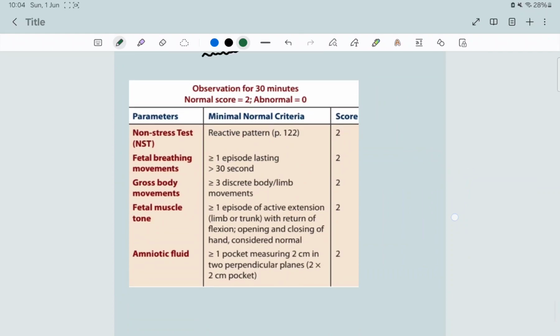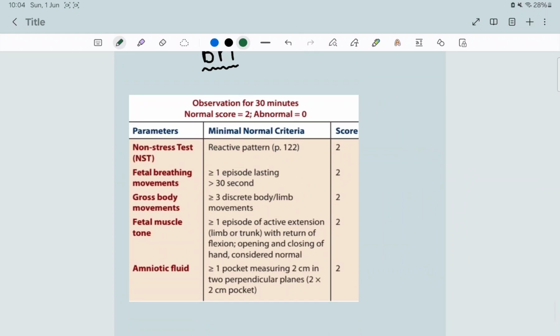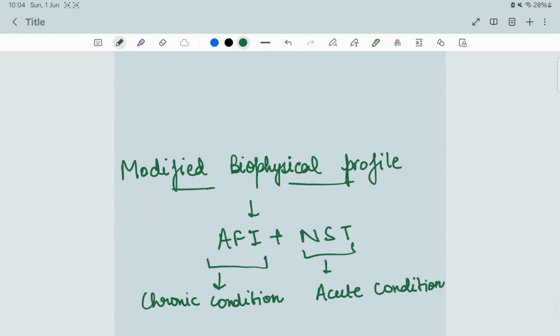So what happens in a biophysical profile? There are 5 elements. That is, the non-stress test is done, fetal breathing movements are checked, gross body movements, fetal muscle tone, and amniotic fluid. So this is important. And one PYQ which was asked: what is a modified biophysical profile? Modified biophysical profile means we have to check the amniotic fluid index and NST. NST will tell you about any acute condition present in the baby, and AFI will tell you about any chronic condition. So this is all about this question.